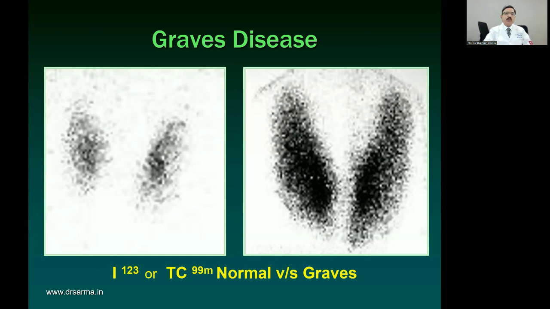So that is the radio scan. You do I-131 or technetium 99. Two isotopes are used here, either I-123 or technetium 99. What we have to do is ask the patient to swallow one capsule of the radioiodine today, in the morning, on an empty stomach, with two glasses of water.